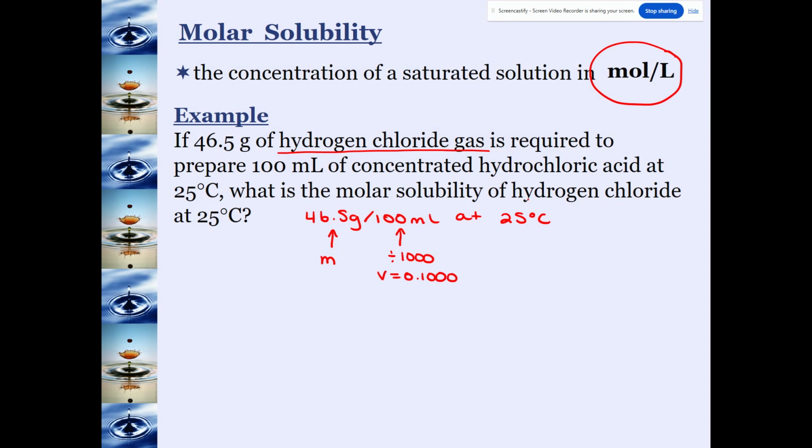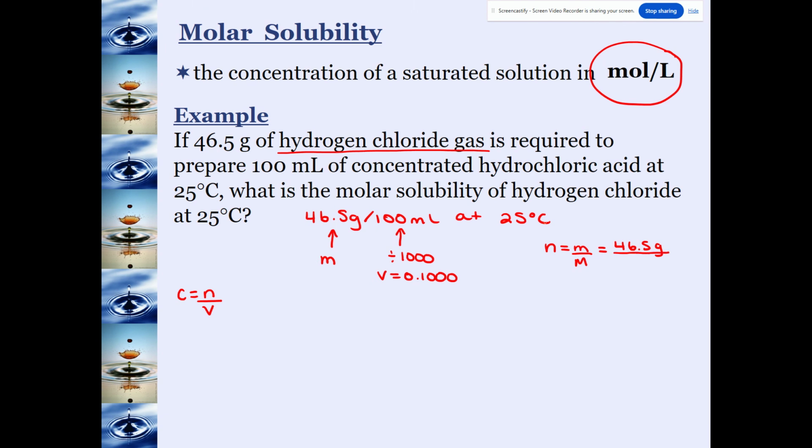Okay? Temperature is irrelevant. So in order to find my concentration, I just need to take my moles and divide by my volume. The only little snag here is that we don't have the moles. We need to find them with mass over molar mass. So the mass again was 46.5 grams.